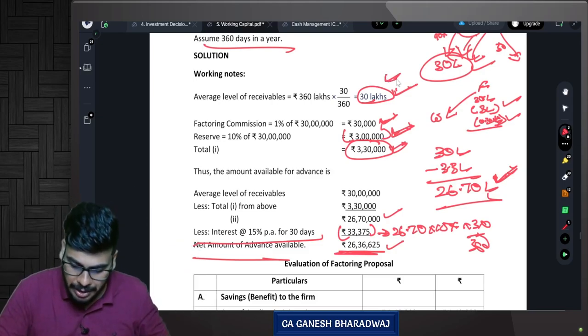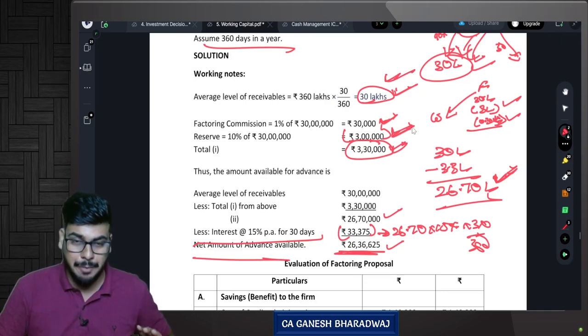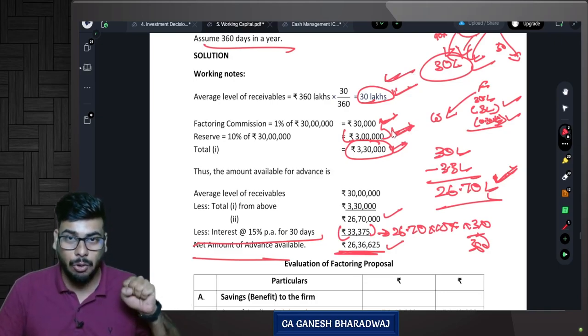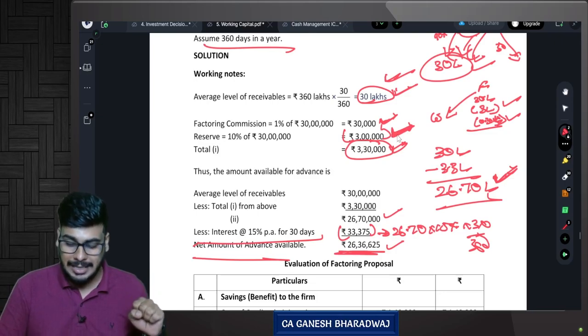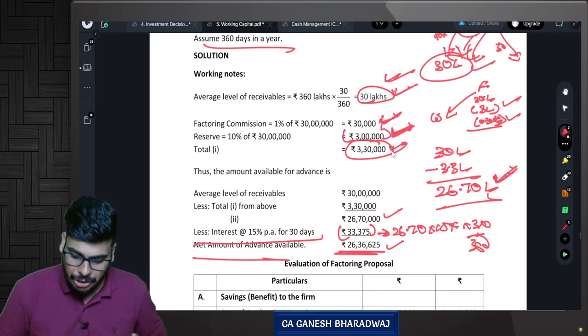So basically we found the debtor's value. This entire value, will the factor give it today? No. For cushion purpose, for safety purpose, he will withhold 10%, that is 3 lakh. Then he's charging a commission, that also he will withhold at the time of payment itself. So 3,30,000.